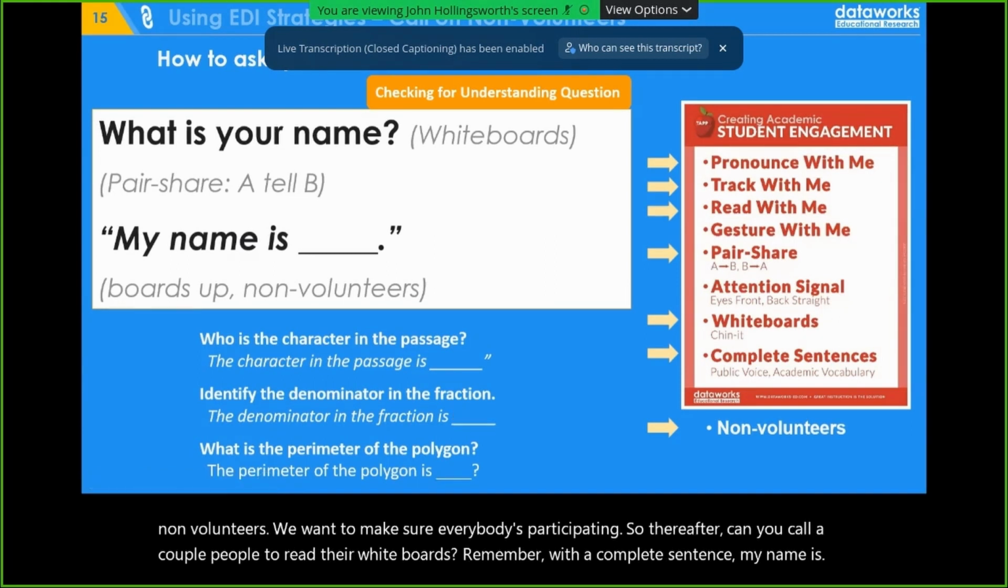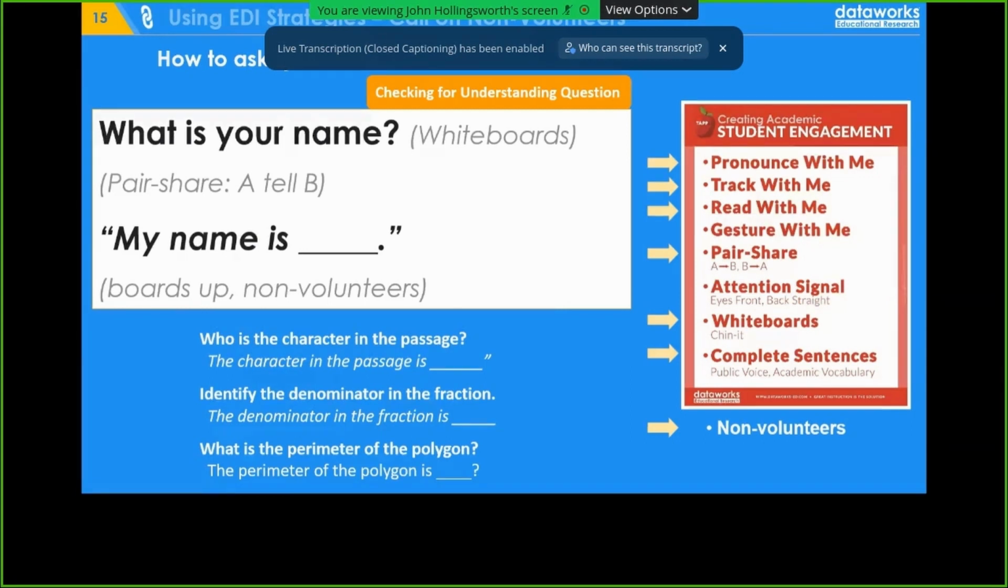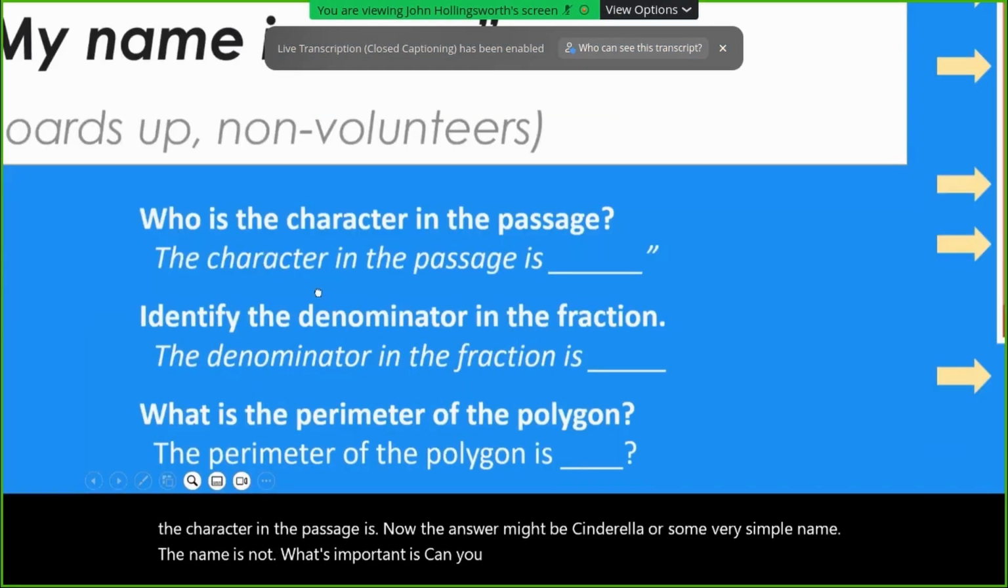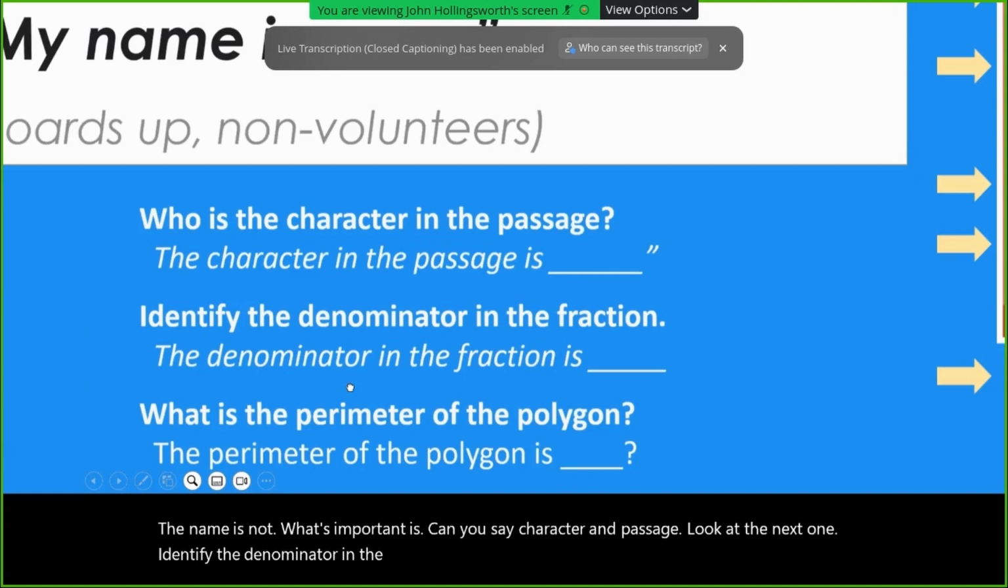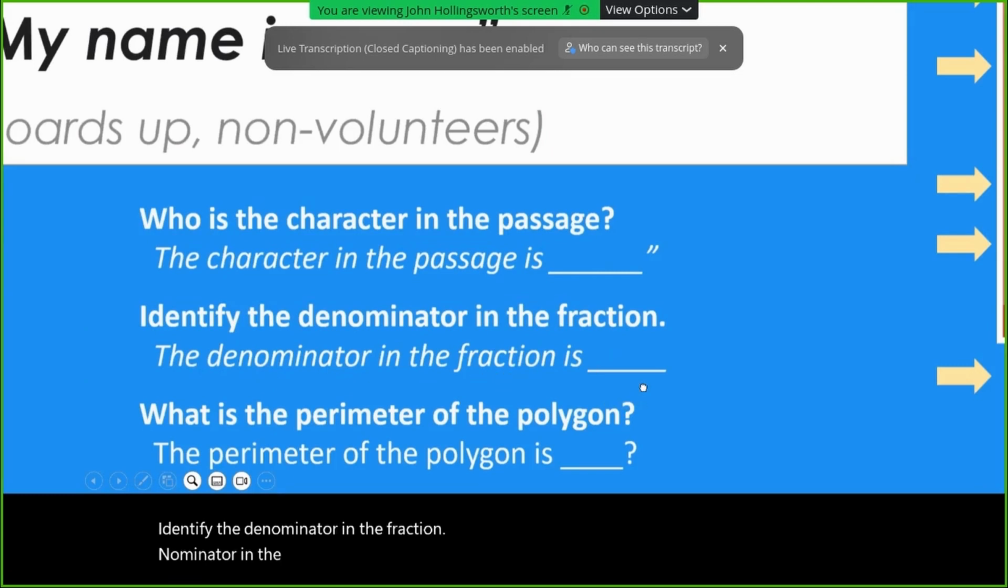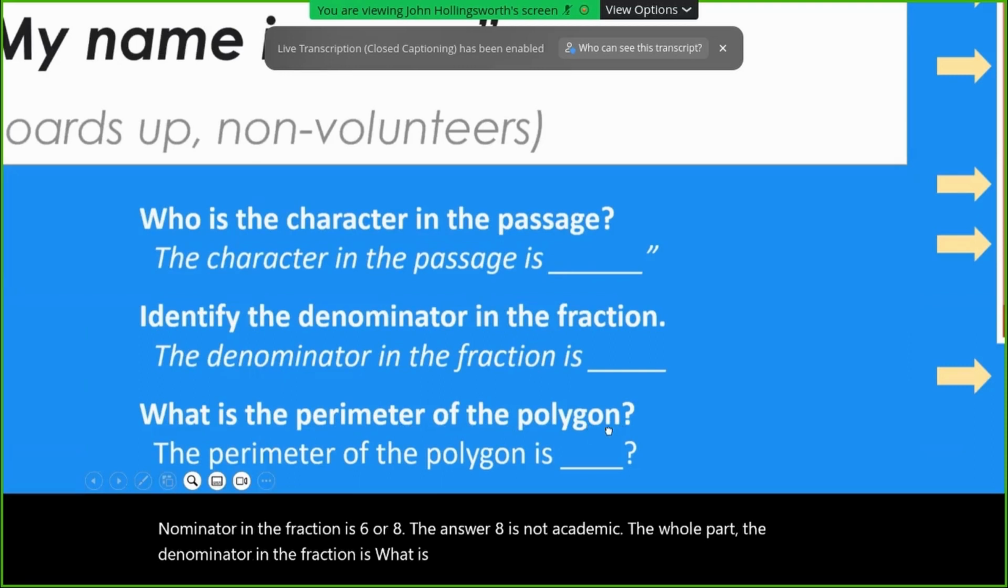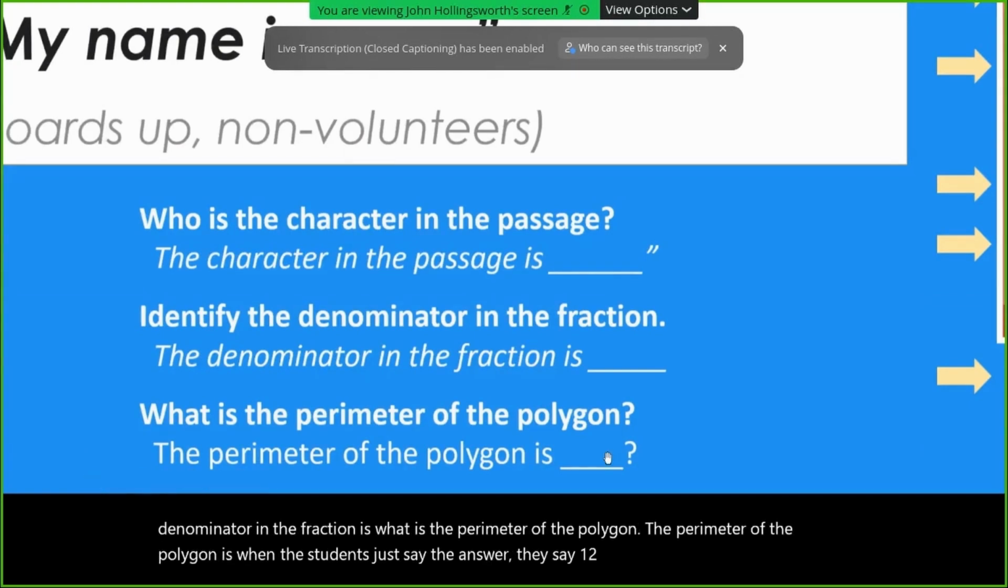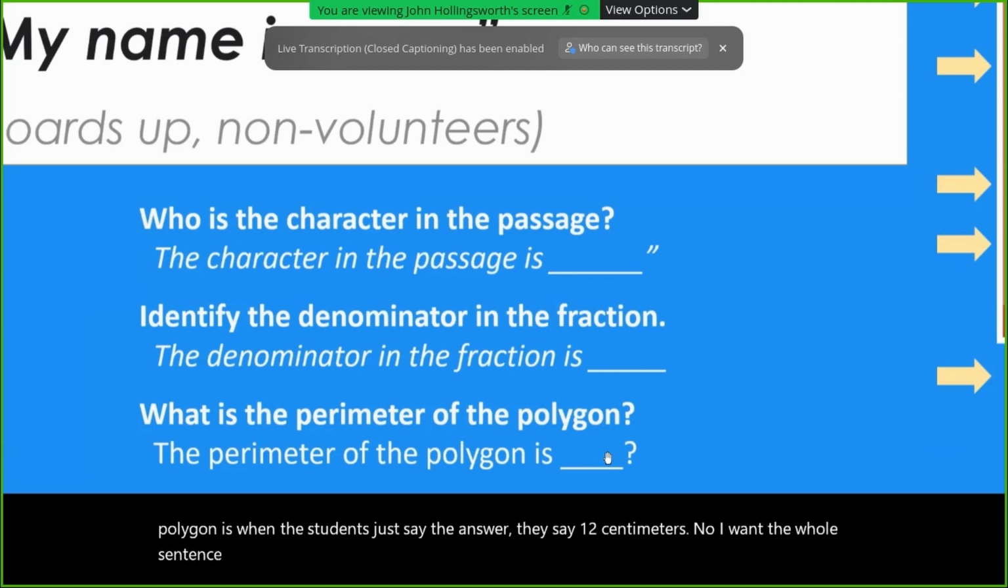But let's look down here. These are the actual questions. Who is the character in the passage? I want the student to say, the character in the passage is. Now the answer might be Cinderella or some very simple name. The name is not what's important. It's can you say character and passage? Look at the next one. Identify the denominator in the fraction. The denominator in the fraction is 6 or 8. The answer 8 is not academic. The whole part, the denominator in the fraction is.